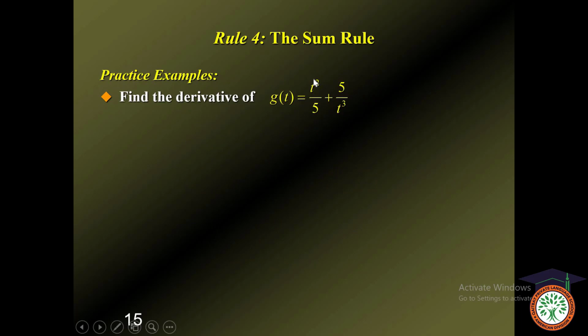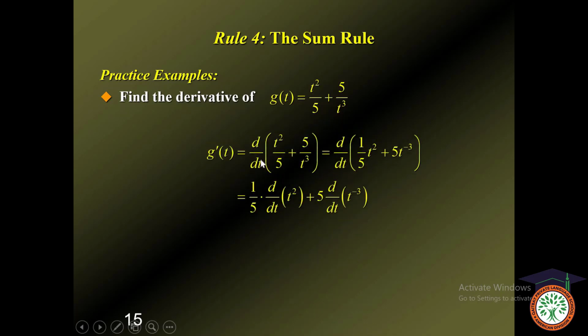Another example, I have a fraction g(t) equals t squared over 5 plus 5 over t power 3. Yes, the derivative of that expression. First, I will flip t from the denominator to the numerator. What happened? Convert the sign of the 3 to be negative 3. Now let's find the derivative of the first term. 5 is a constant, multiplied by the derivative of t squared. Plus 5, write it as a constant, multiplied by the derivative of t power negative 3.